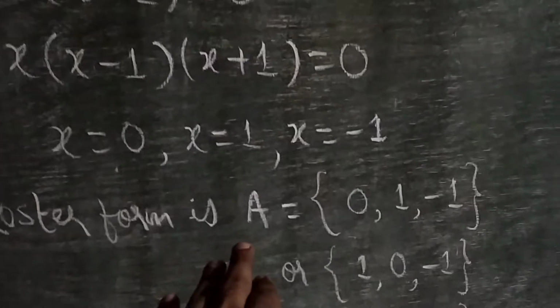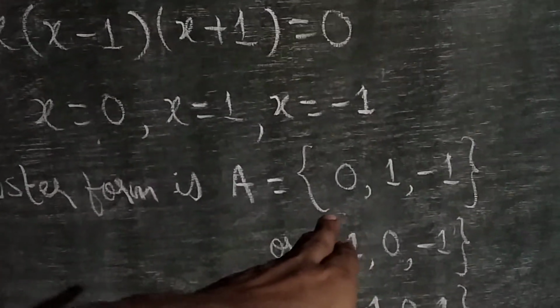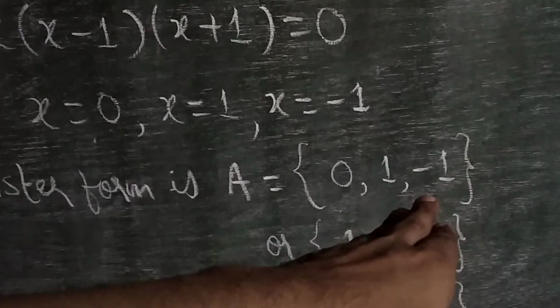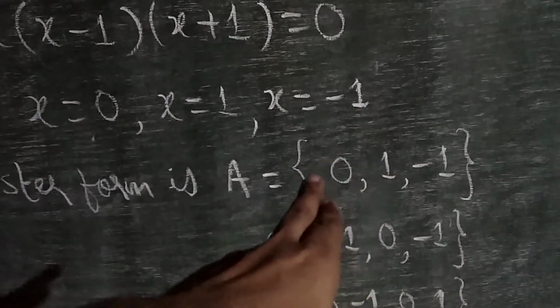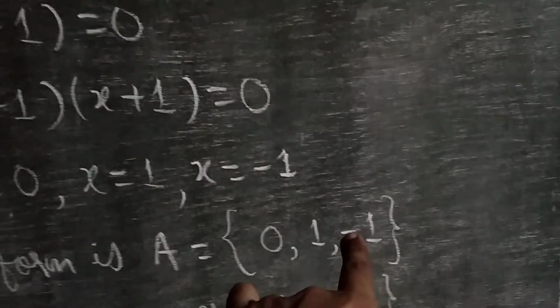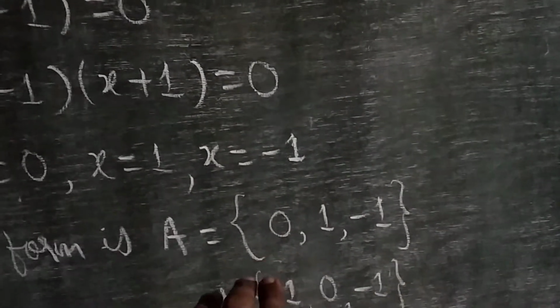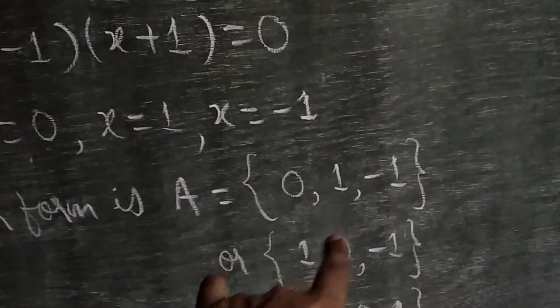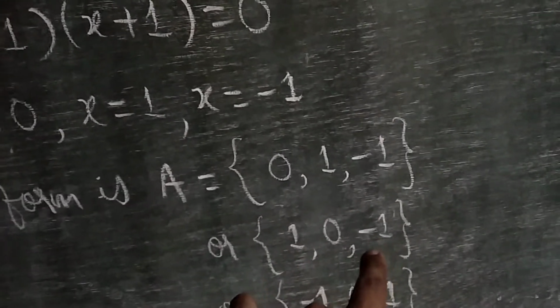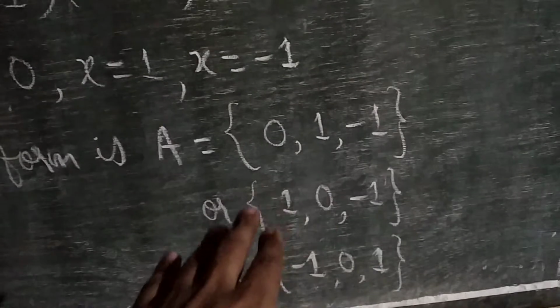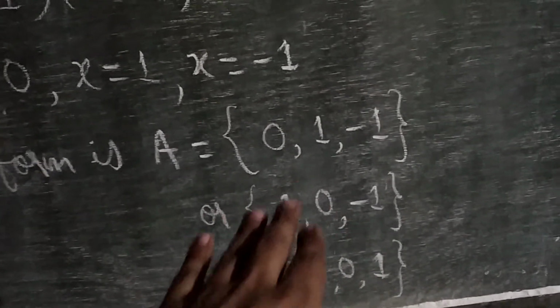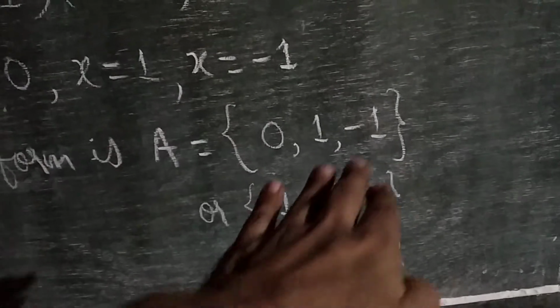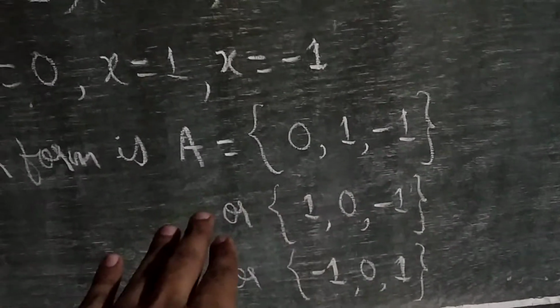So roster form of A is 0, 1, minus 1. And why? Because all these three numbers are real numbers. Remember this condition, it is given that x belongs to R. That's why we are writing here 0, 1, minus 1. So these are the numbers or elements of the roster form of A. But this can also be written as 1, 0, minus 1, or minus 1, 0, 1. In any order you can write the elements of the set. There is no meaning of order of elements in the set. Okay, in any order you can write.